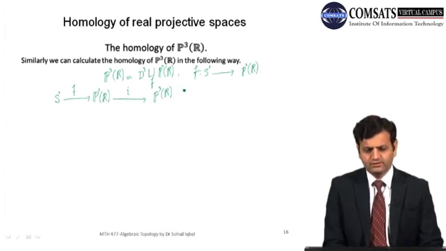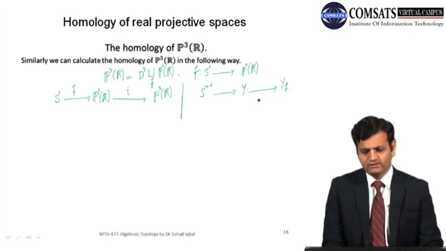Just compare this situation with the following situation, where we consider S^(n-1) to Y and then to Y_f, where Y_f is equal to D^n glued along f with Y. In this case this was an inclusion, so that's the same as here. So we have this sequence of S2, P2R and P3R. Now we are going to use this sequence to calculate the homology of this 3-dimensional real projective space.